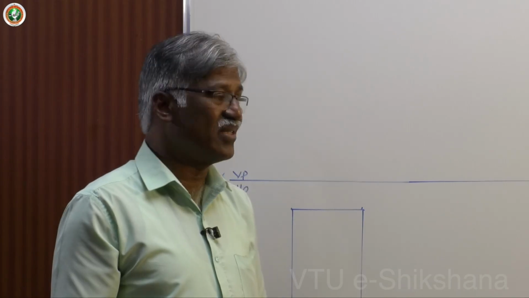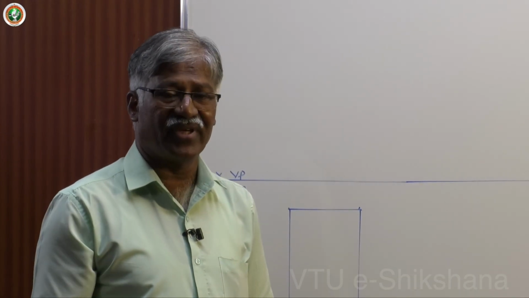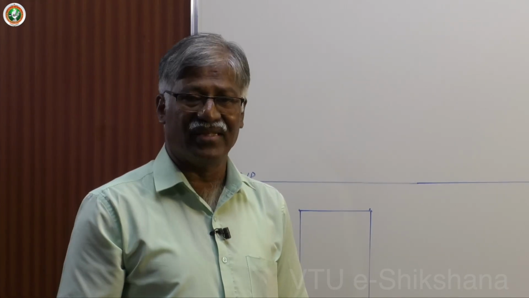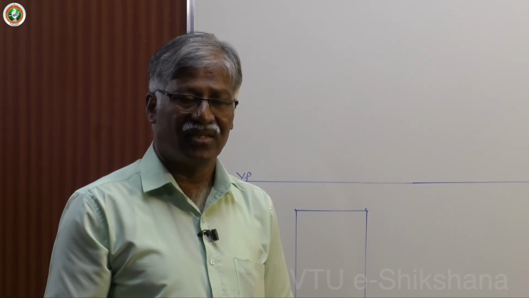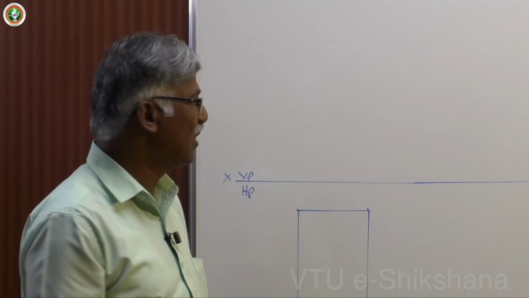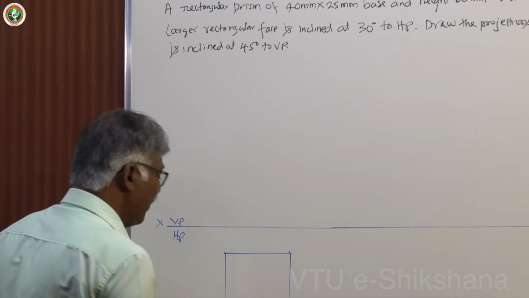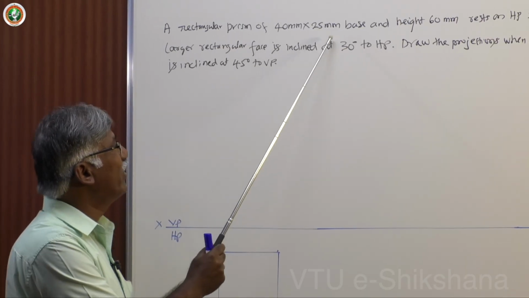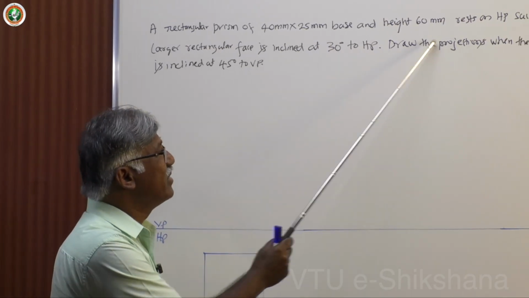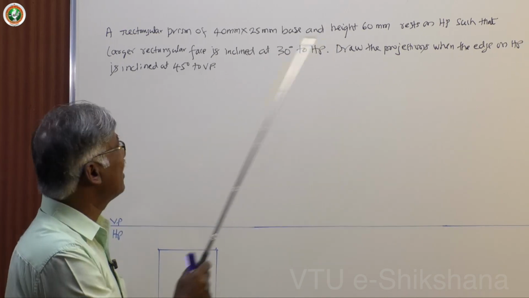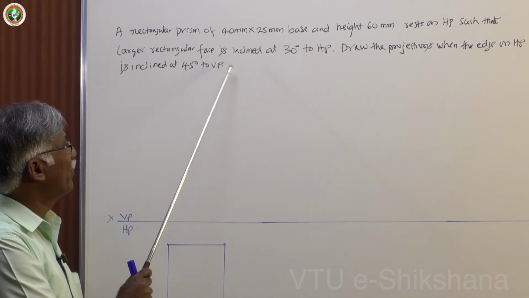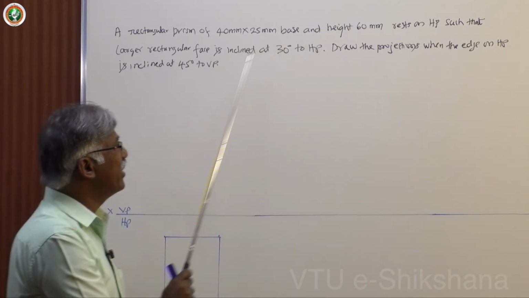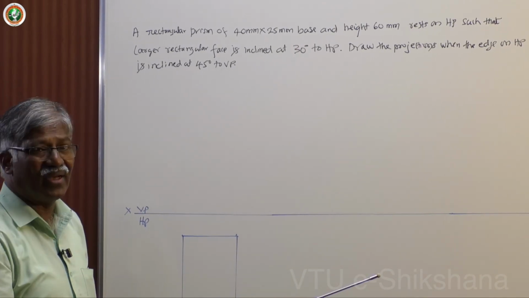It's typical in nature since we have two types of sides, longer sides and base sides. Based on that, you will get some tricky wordings so that you can catch easily. I will explain what exactly that problem is. Now, the problem is: a rectangular prism of 40 mm and 25 mm base and height 60 mm rests on HP such that the larger rectangular face is inclined at 30 degree to HP. Draw the projections when the edge on HP is inclined at 45 degree to VP.